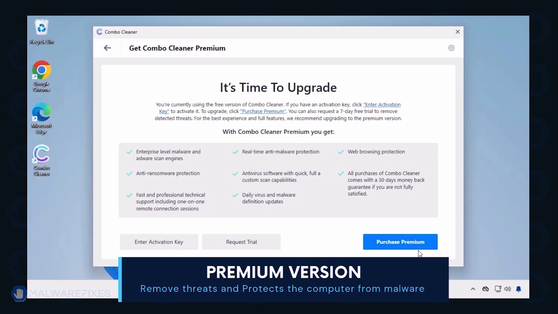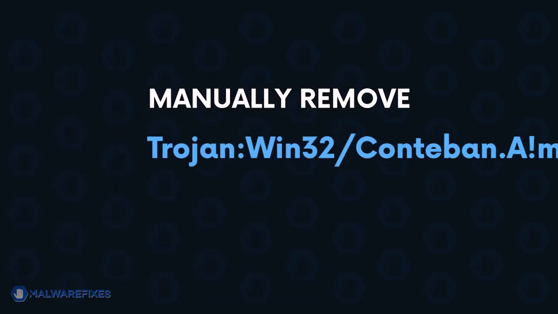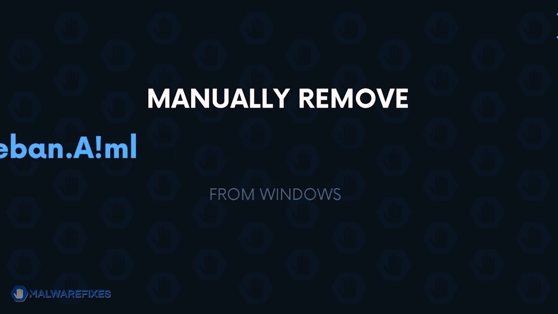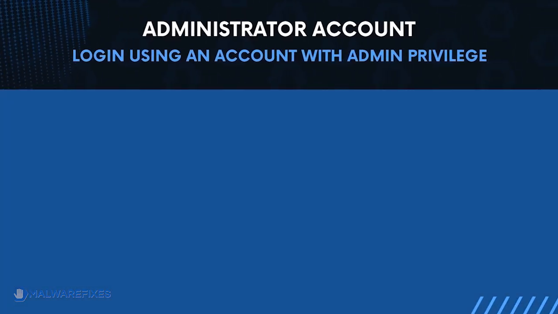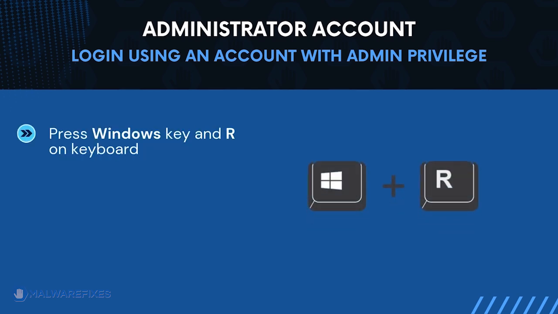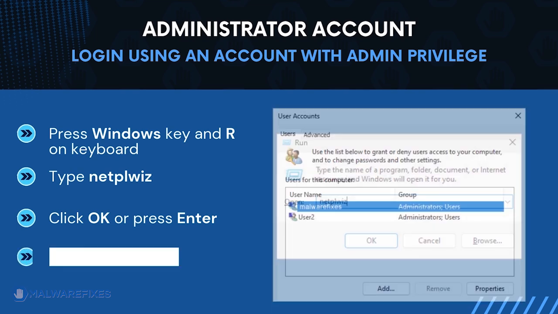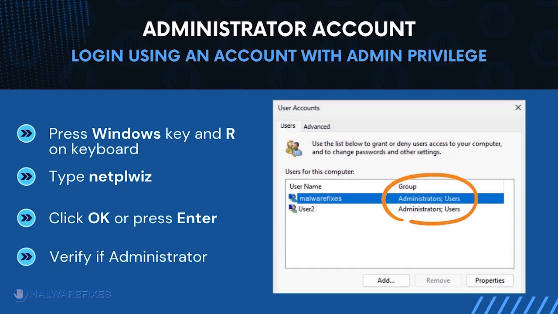Next, we will boot Windows in safe mode with networking. During safe mode, the Trojan may not load most of its components, making it easier to delete. Before we begin, make sure that you are logging in with an administrator account. To check for this, press Windows key and R on your keyboard. Then type netplwiz in the field. Click OK or press Enter on your keyboard. The user accounts window will display. It will show if the current account is an administrator. After confirming that your account is an admin, we can now proceed to the procedures.